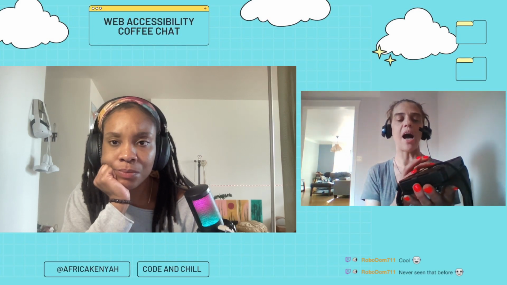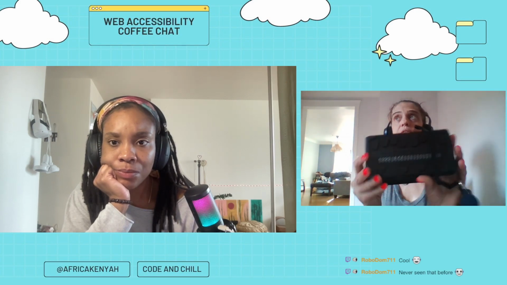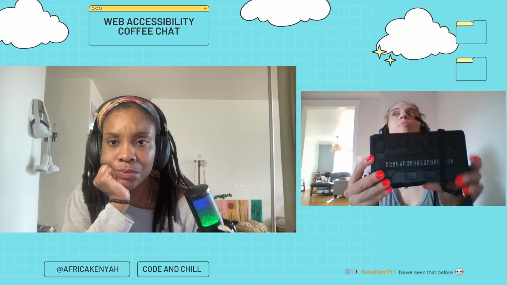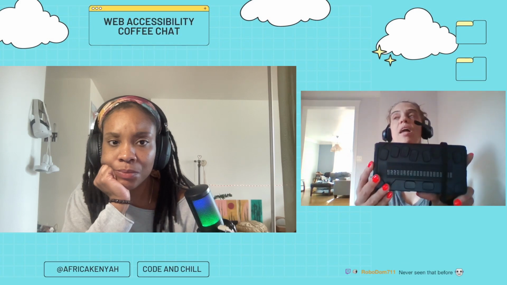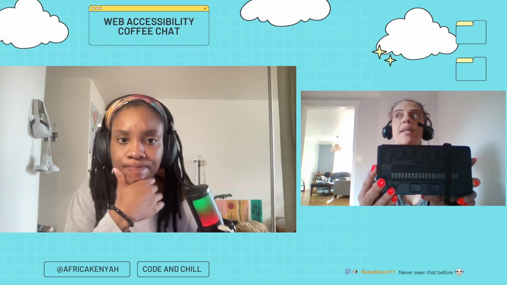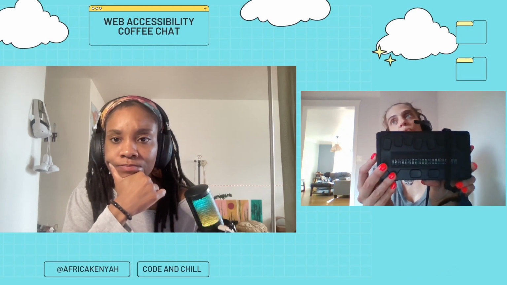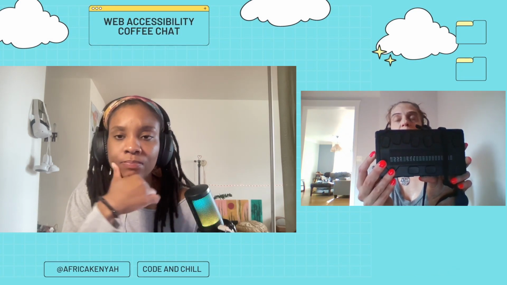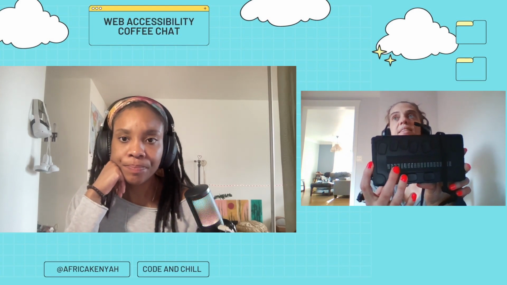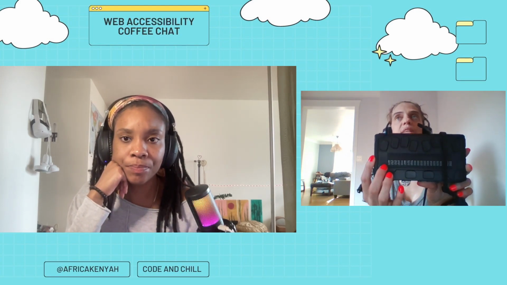So I use this because I love it, but there's also people who, we spoke earlier about how deafblind people communicate and take in information and access things. A lot of folks are going to use a Braille display because you're going to be able to get all your information tactilely and interact with different things.